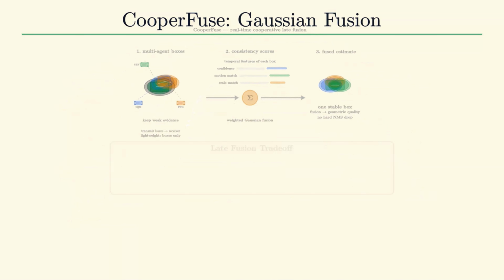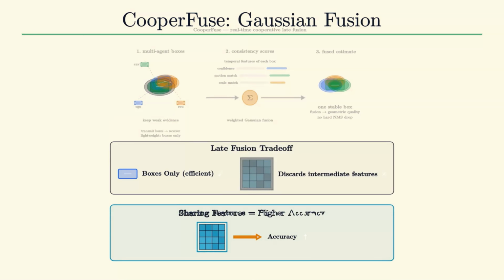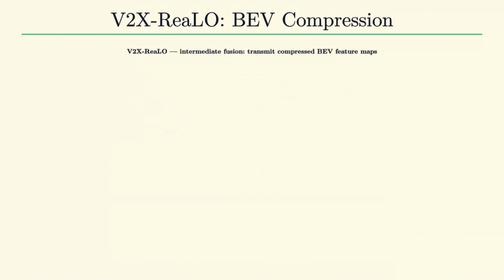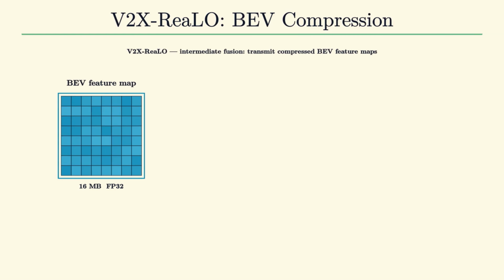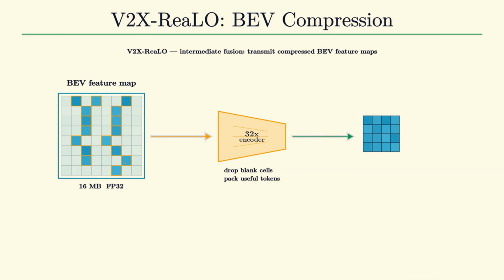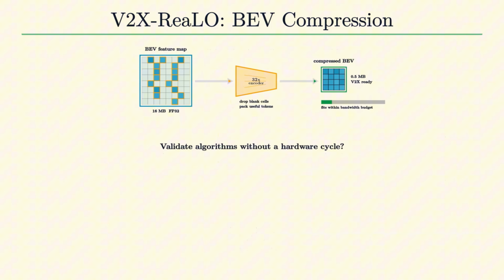Late fusion is bandwidth efficient, but it discards the richness of intermediate feature representations. Sharing features before the final detection step can unlock significantly higher accuracy. V2X-ReaLO is the first online intermediate fusion system. The system operates at 0.5 megabytes per message, a 32 times compression of the uncompressed BEV feature representation. This size fits within bandwidth budgets. BEV features encode both static environment structure and dynamic object features in a single spatial representation, making them an efficient intermediate for multi-agent fusion. The next engineering challenge is deployment.